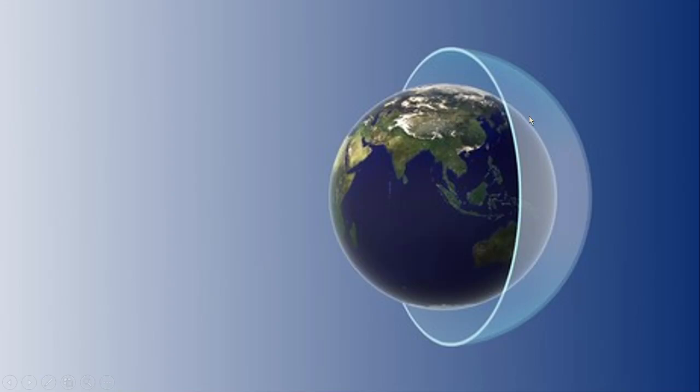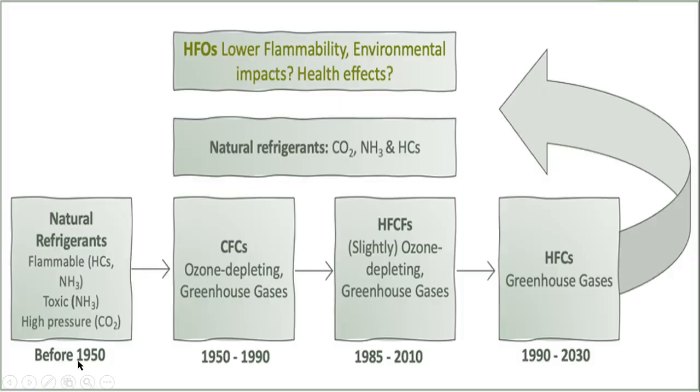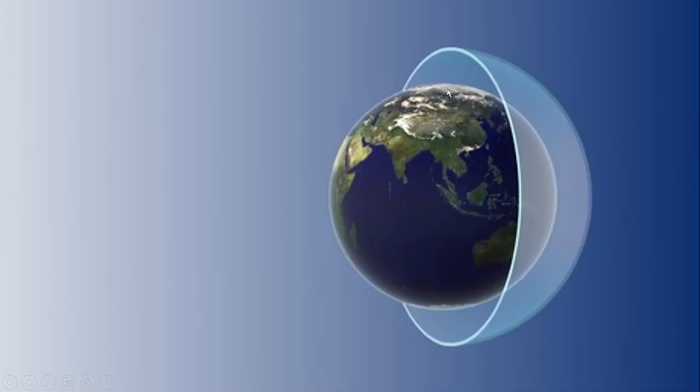So now, as you can see, this is the ozone which protects the earth's atmosphere from direct UV rays. As you know, before 1950 we were using natural refrigerants such as ammonia and carbon dioxide, but after that there was development in the industry and they came up with chlorofluorocarbon, and they started to use chlorofluorocarbon in refrigeration and AC systems. But after some time it was observed that there is an ozone hole in the earth's atmosphere and UV light is actually coming into it.